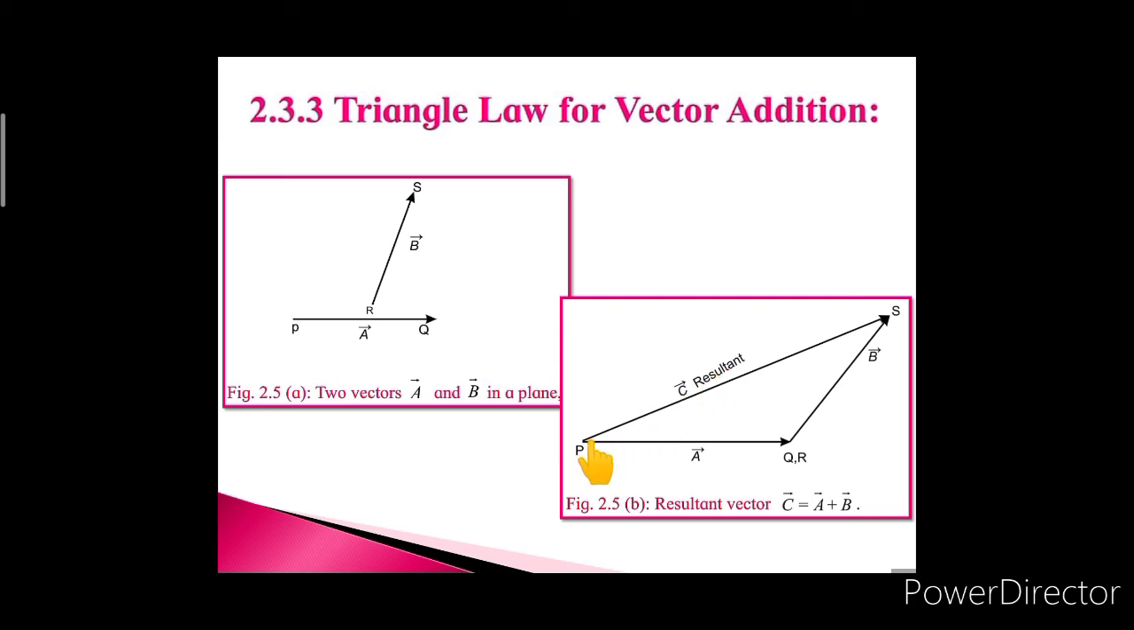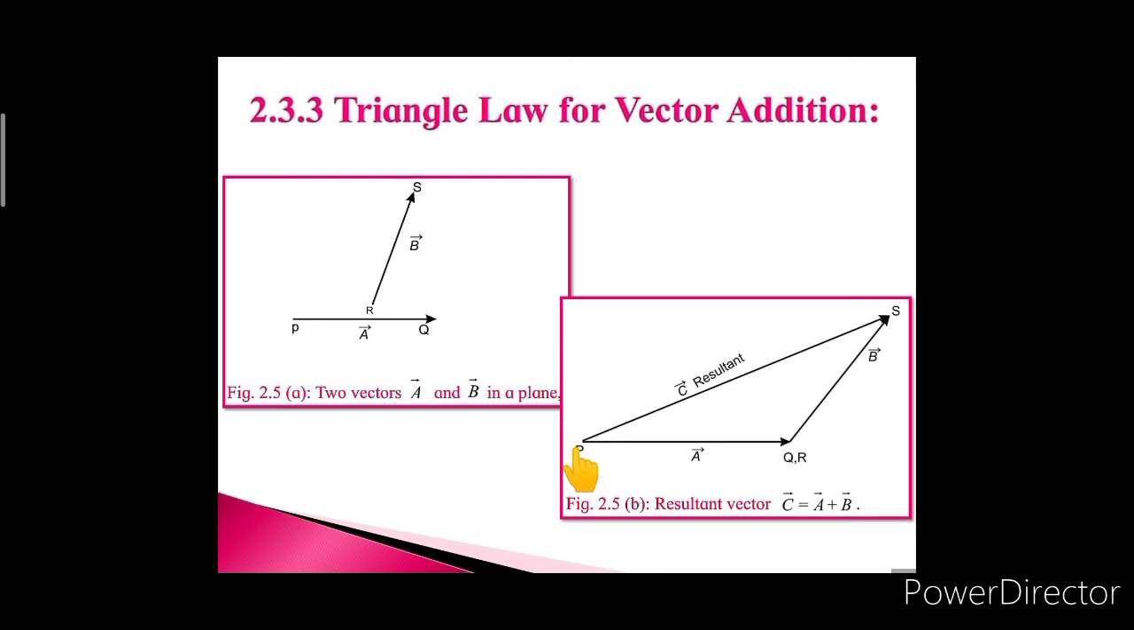The magnitude is given by the side PS, and the direction of the resultant vector is given as per the triangle law of vector addition: the starting point of the first vector must coincide with the starting point of the resultant, and the end of the second vector must coincide with the end point of the resultant. That's why the direction of the resultant is from point P to point S.